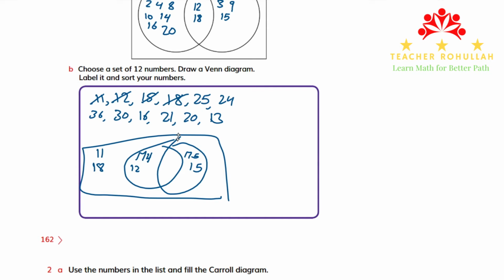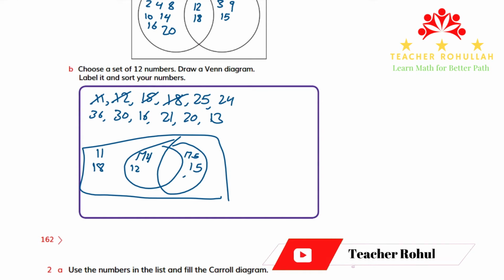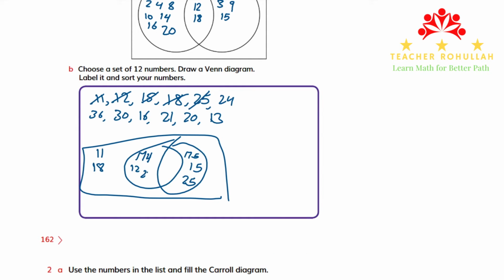We'll cross it. 25 is a multiple of 5. 24 is a multiple of 4. I will cross this also. 36 is a multiple of 4. Let me write it here. And 30 is a multiple of 5. So I should cross 30 also.